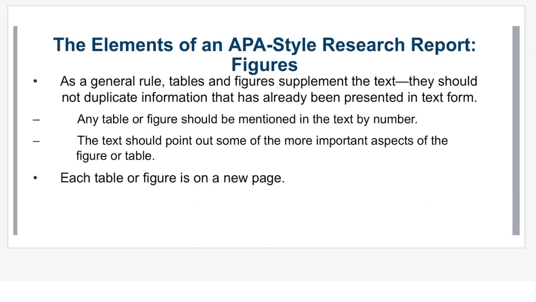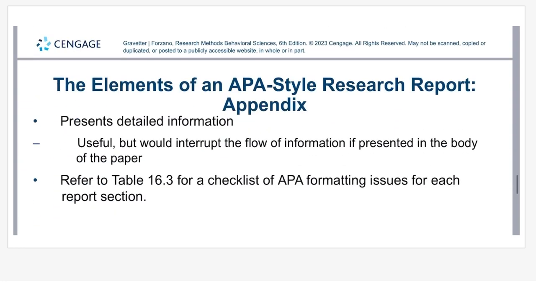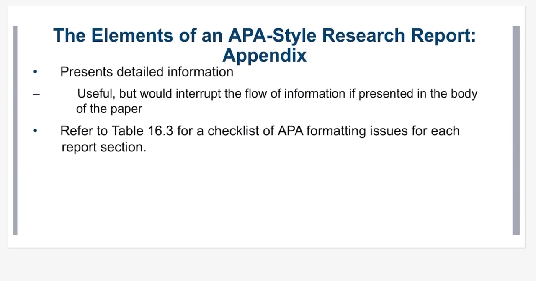Again, the text should point out some of the more important aspects of the figure or table, but the table and figure should be able to stand alone. And each table or figure is on a new page at the end. And so an appendix is similar, but those are identified by letters.